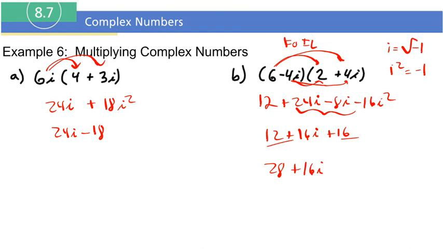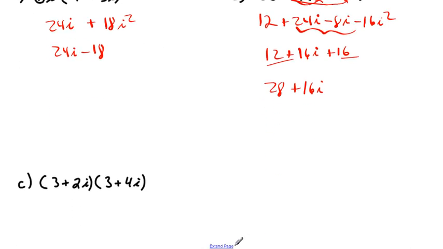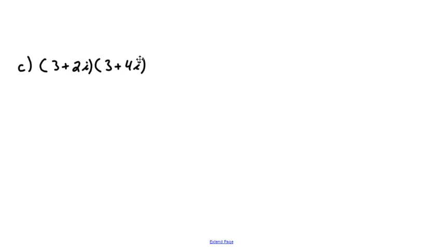Let's go down here to part C. Again, let's do the FOIL method here. Okay, FOIL. And they work the same way as part B. So 3 times 3 gives us our 9. 3 times 4i will give us our 12i. And then 2i times 3 will give us our 6i.